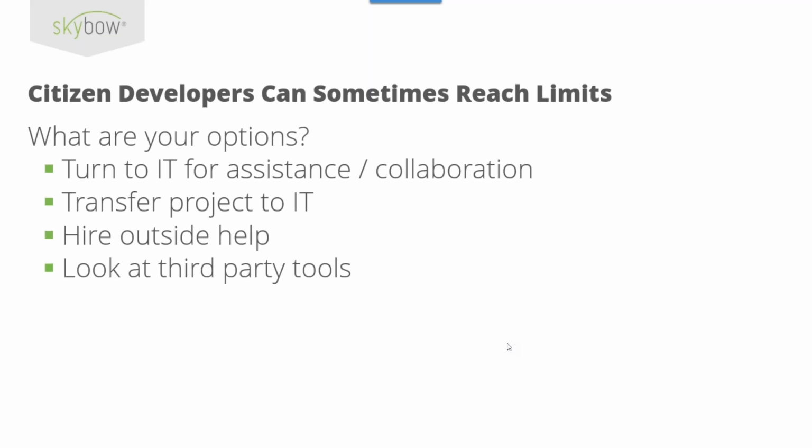So when we're building stuff as citizen developers, we can sometimes reach limits. In fact, this is sort of the danger zone, right? The citizen developer builds something that's really cool, wants IT help. IT doesn't have the budget, doesn't have the attention span, doesn't have the knowledge of what's been going on. But ideally, we can turn to IT for some assistance and collaboration, right? I'm stuck on this one thing. Could you guys help me with that?